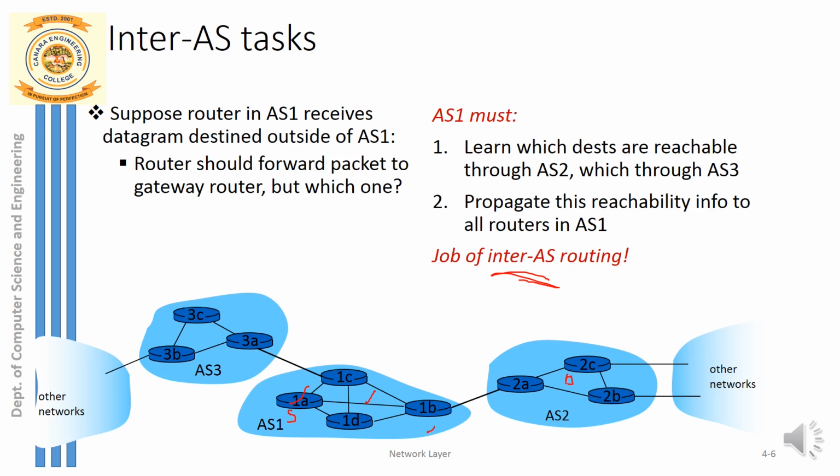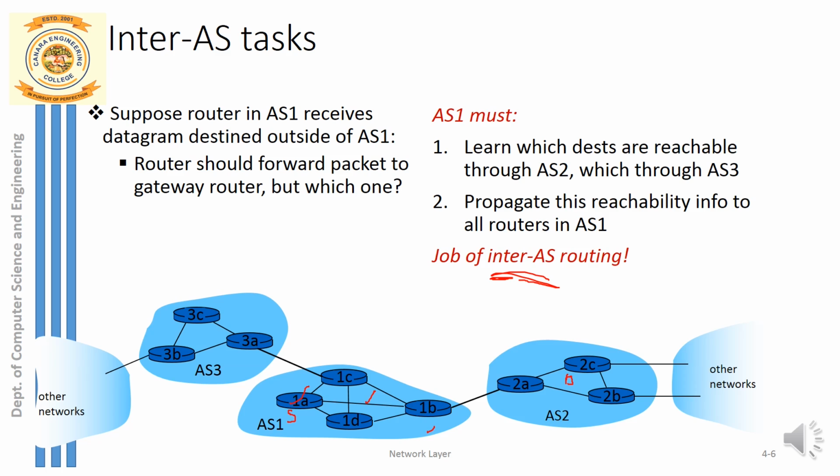So 1B can reach the edge router 2A, and via 2A it can reach all these nodes here. That information will be shared by 2A with 1B. Similarly, 1C also will know about all the reachable nodes via 1C. Through 3A it will come to know. So 3A will know about all the reachable subnets inside this AS3. That information will be propagated to 1C via this inter-AS routing protocol. So via the inter-AS routing protocol, 3A will propagate the information to 1C. Similarly, 2A will propagate the information to 1B.